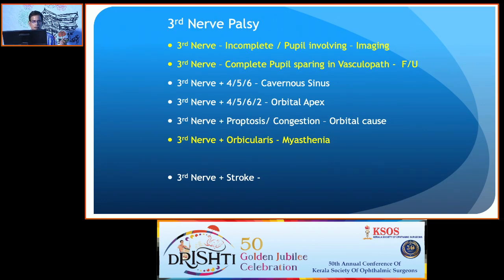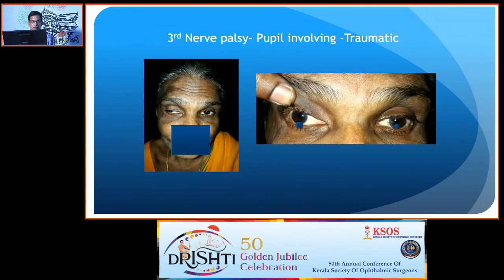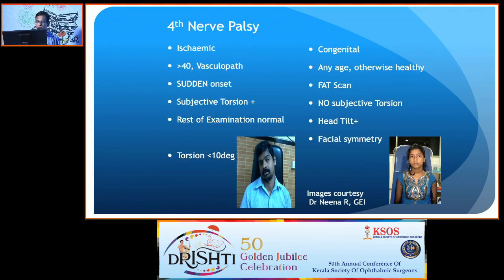As I said, anything orbicularis weakness, think of other causes. This is a pupil sparing third nerve palsy, diabetic. And this is a pupil involving. This lady is actually a post-op cataract patient. She fell off a scooter after coming for follow-up. Fortunately, that surgery was on the left eye, and she fell off and banged this side. And again, the third nerve palsy recovered. It's a traumatic one that recovered. Fourth nerve, again, I won't spend time on that.